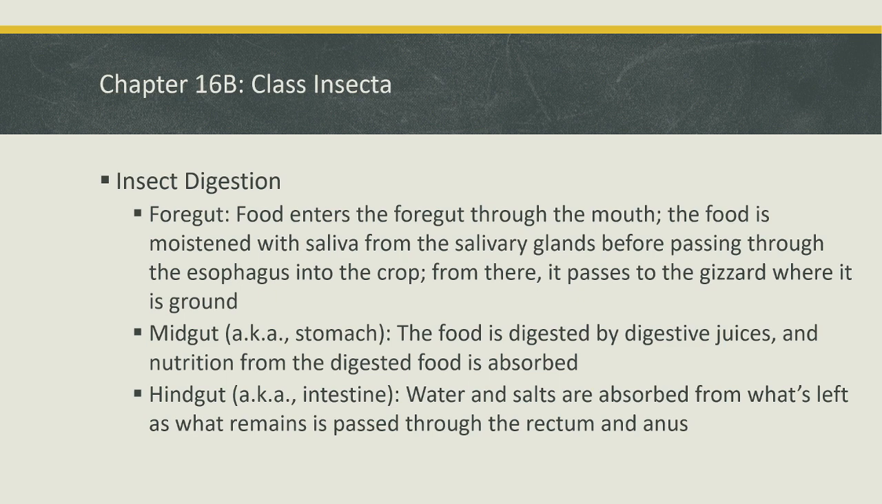Salivary glands. That's the first time we've seen salivary glands come up. We have salivary glands that produce saliva. Insects do as well. And then the midgut. The midgut is essentially the stomach, and the food is digested by digestive juices, and nutrition from the digested food is absorbed. In insects, most of the absorption takes place in the midgut. In us, most of our absorption takes place in our small intestine, which would be essentially like the hindgut of an insect. But the hindgut is lined with exoskeleton type materials, lined with chitin. It's not very absorptive. So that's why most of the nutrition absorption needs to take place in the midgut.